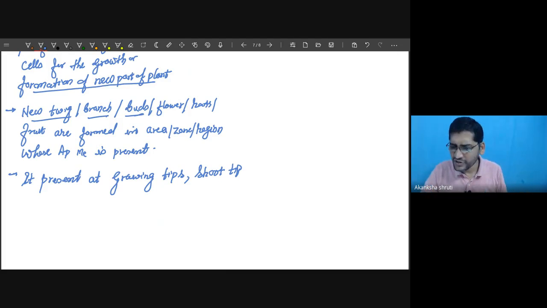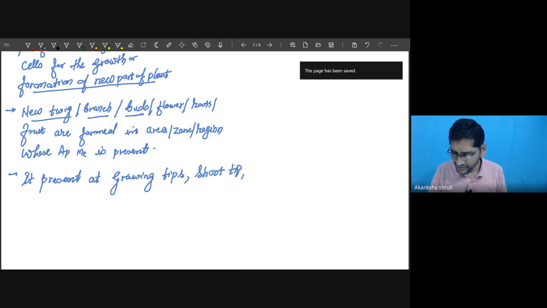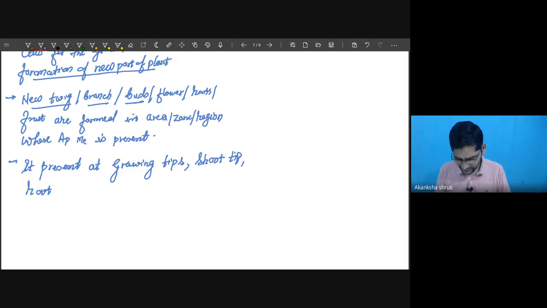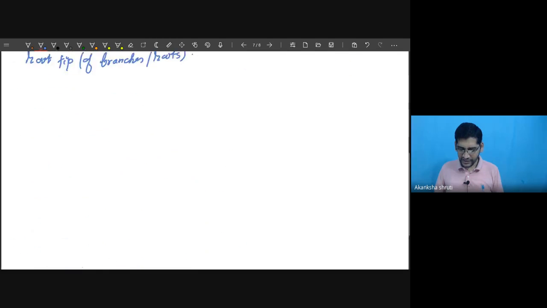Or it may also be at the root tip, of branches or roots. For the root it will be the root tip, and for the twig or shoot it will be the branch tip. Okay, students? So where is it present?